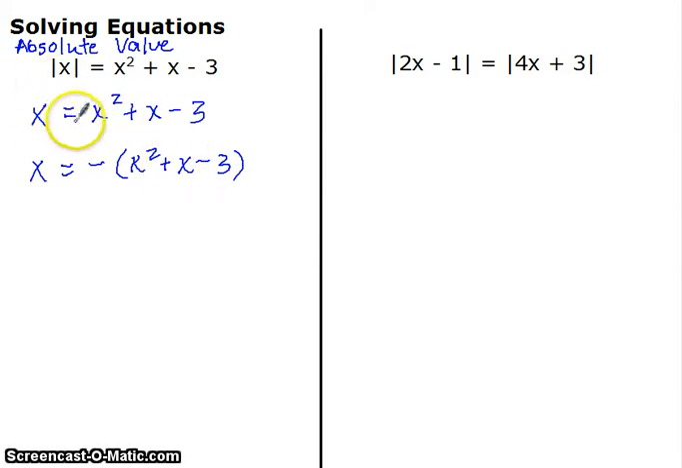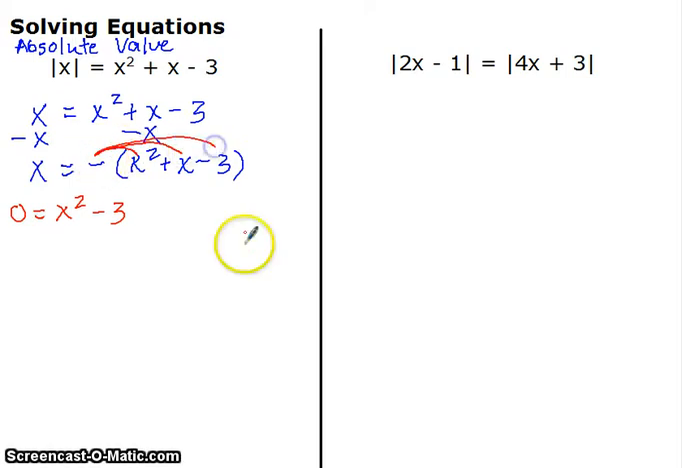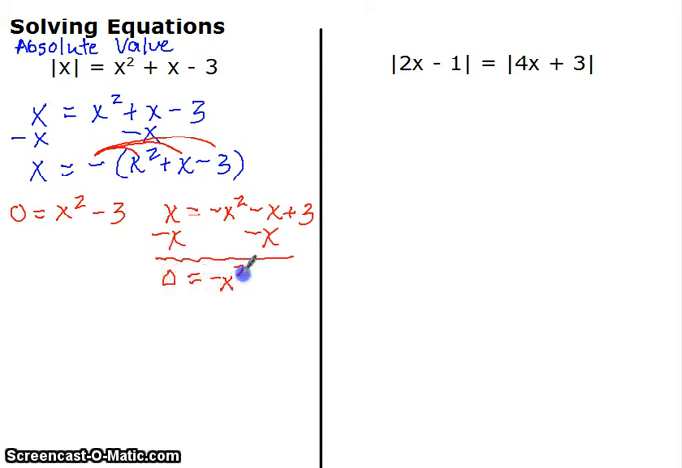Now you'll notice both of these equations are quadratic equations. They have x squares. So we need those to be equal to 0, so I'm going to subtract x from this one, and that's going to give me 0 equals x squared, those cancel out, so minus 3. And then over here, you're going to have to distribute that negative into all three of these. So that's going to be x equals negative x squared minus x plus 3, and then subtract the x. 0 equals negative x squared minus 2x plus 3.